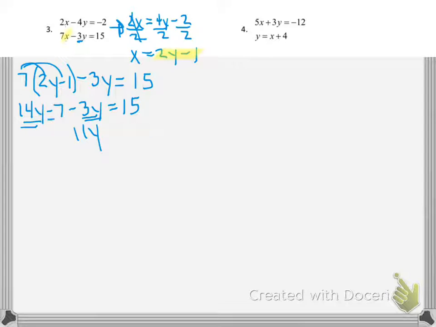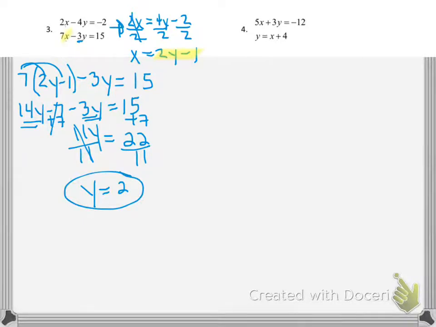Add 7 to the other side to get rid of it. So 15 plus 7 is 22. Divide both sides by 11. So y equals 2.